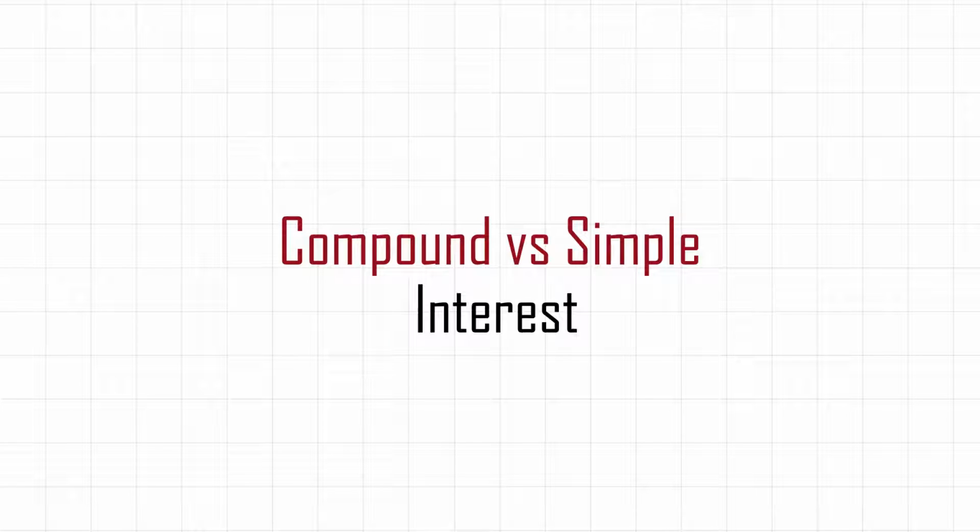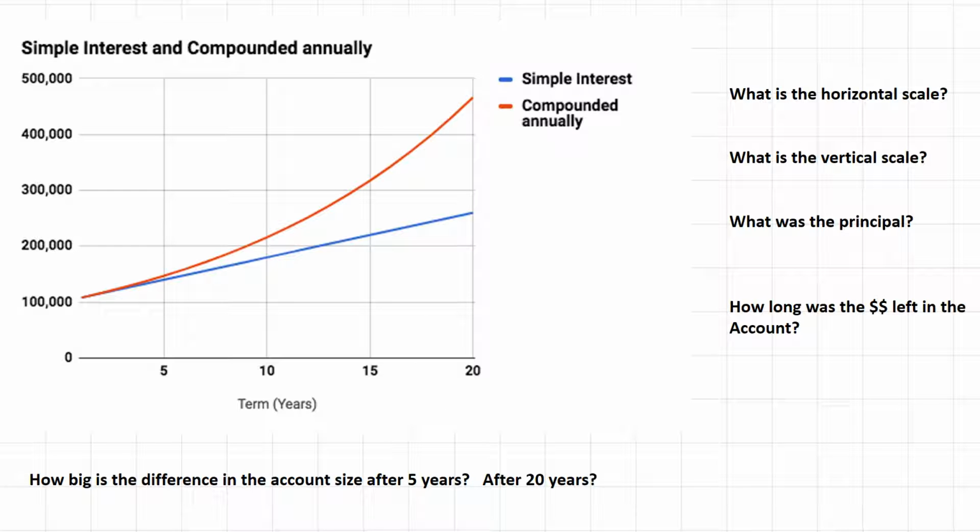So we're going to take another look at the difference between compound and simple interest. Here is a graph that shows the difference between simple and compound interest. The blue line is if simple interest were calculated, and the red line is the compound interest. Before we answer the more challenging question at the bottom, let's take a look at the scales and interpreting the graph.